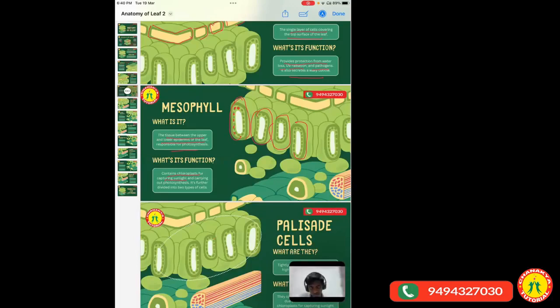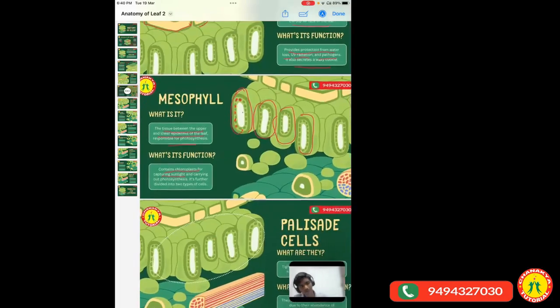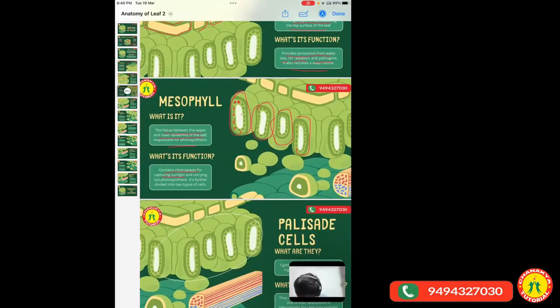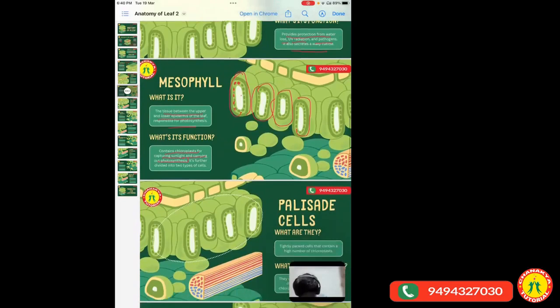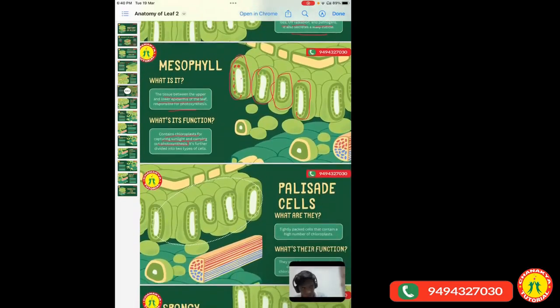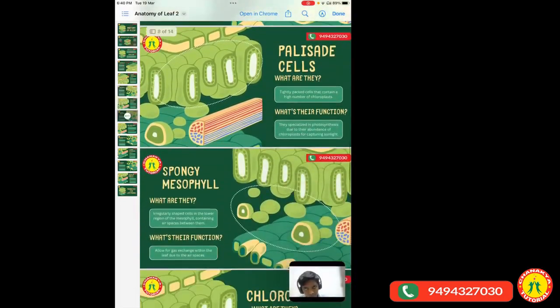So who will be doing this with the help of the chloroplast? It will be done in the mesophyll cells. They contain the chloroplast for capturing sunlight and carrying out photosynthesis. Fine. They are present in between the upper and the lower epidermis. They have the chloroplast, which helps in the conduction of photosynthesis.